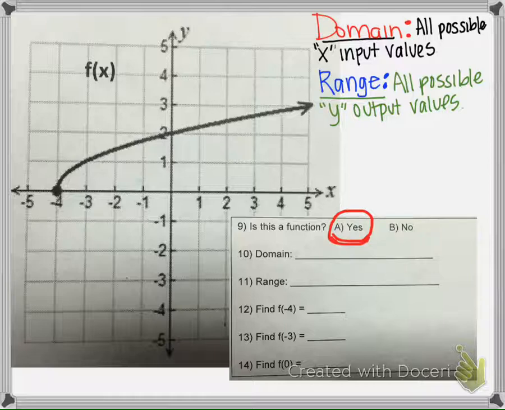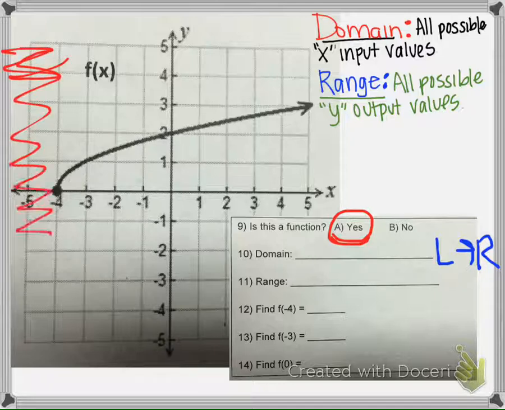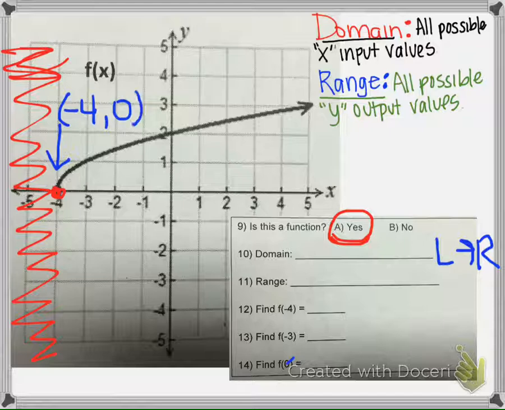Now the domain is all the possible x values. So if we look at the graph, we have to go from the left to the right. If we look at the left side of the graph, there's no arrow here. So it stops right here. It doesn't ever go left of that point there. Well, the point furthest to the left is at (-4, 0), that point right there.